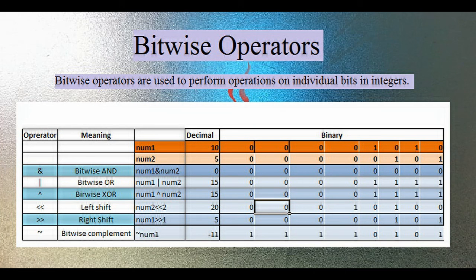Next, bitwise operators. Bitwise operators are used to perform operations on individual bits in integers. Bitwise AND, bitwise OR, and bitwise XOR apply AND, OR, and XOR operations to individual bits in integers. Left shift and right shift shift bits to the left and right. Bitwise complement performs complement on each bit.